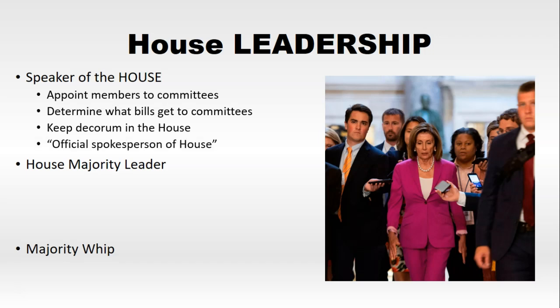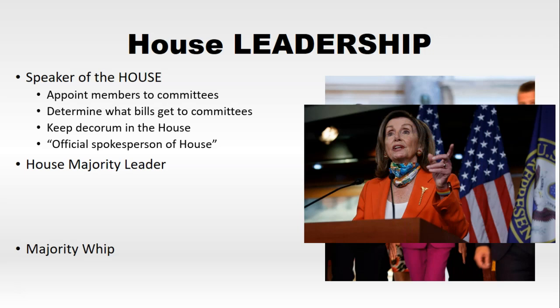And then lastly, the Speaker of the House is considered the official spokesperson of the House. And that's why when there's anything that has to do with the House of Representatives, you best believe you're going to see Nancy Pelosi up there talking about what the House is going to do and the legislation that they're trying to get passed. Okay.